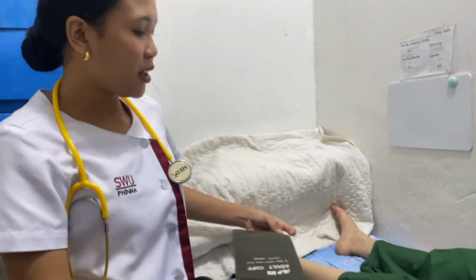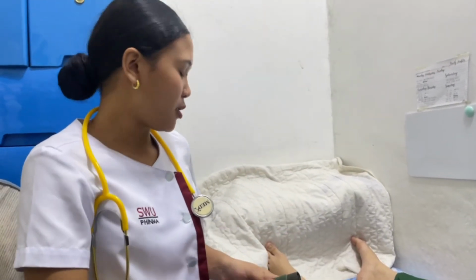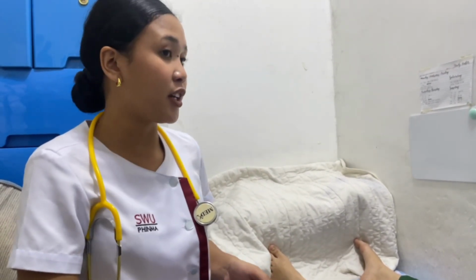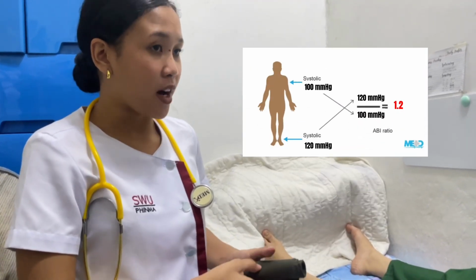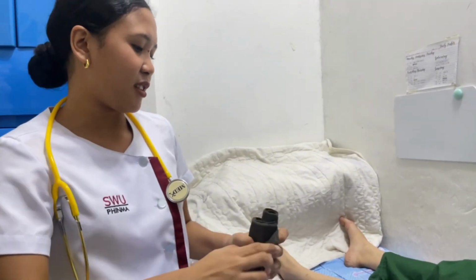So now we're done with your examination, ma'am. So your leg pressure is higher than your arm pressure. Your ABPI is greater than 1. That means that you have good vessels. We're good now. Thank you, ma'am.